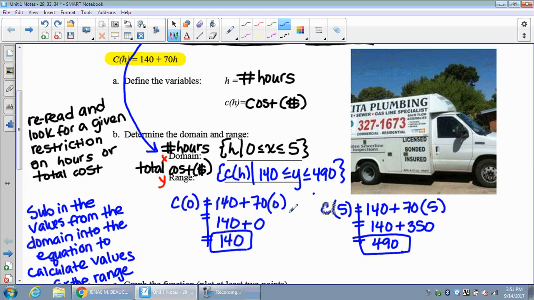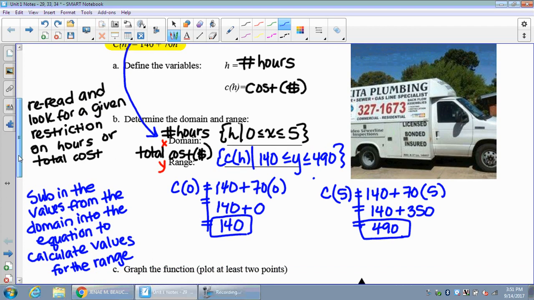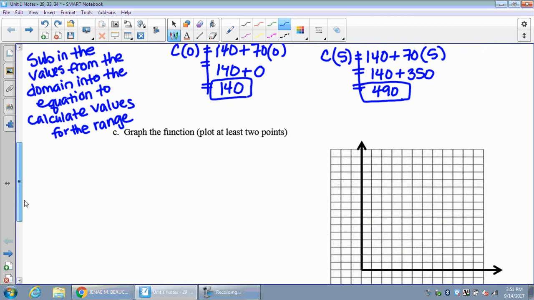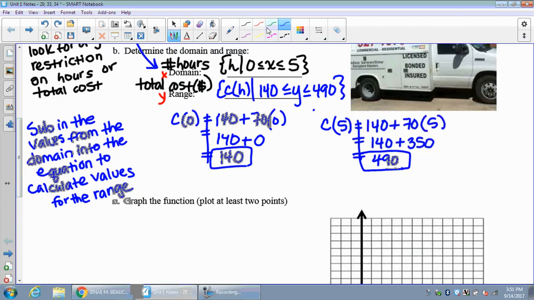To summarize, we plugged in our smallest x to find the smallest y value, and then we plugged in our largest x to find the largest y value. Let's talk about graphing. I'm going to use interval notation to write the domain and range we just found. So my domain was 0 to 5, and my range was 140 to 490.